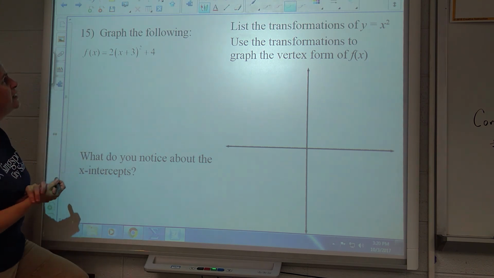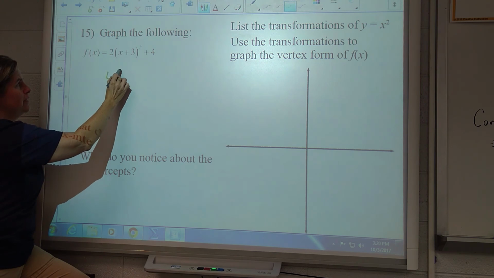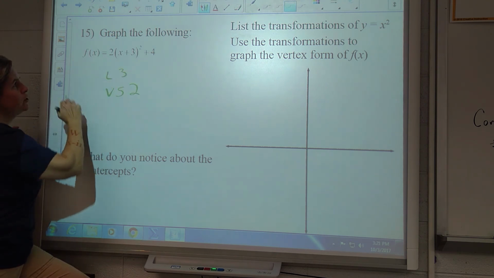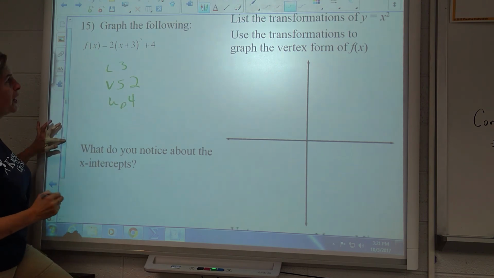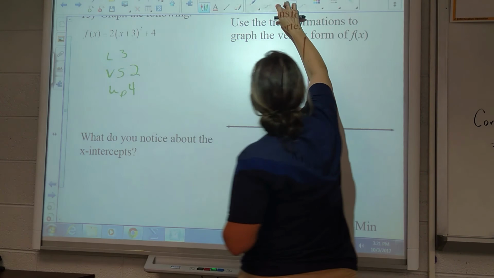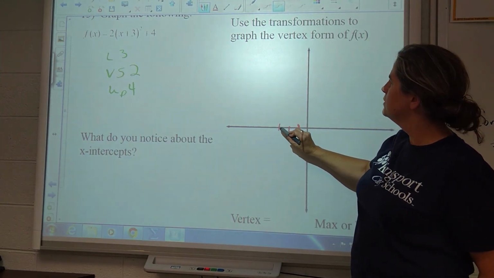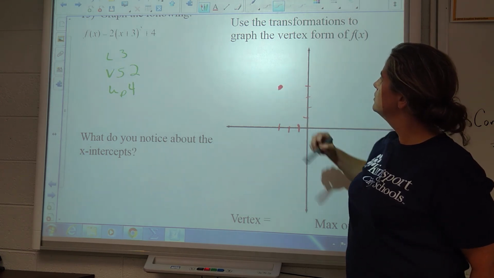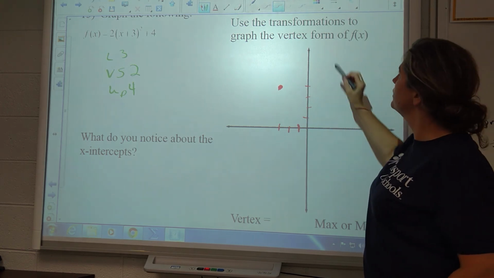On 15, it is transformation. We are going to go left 3, have a vertical stretch of 2, no reflection, and go up 4. When I go graph that, that will be left 3, up 4. We're here. Don't flip down because there's no reflection.